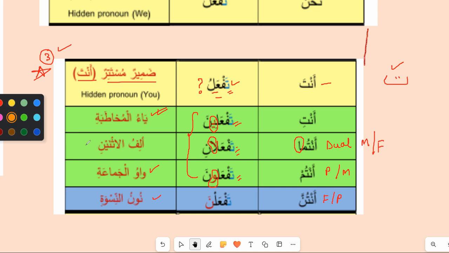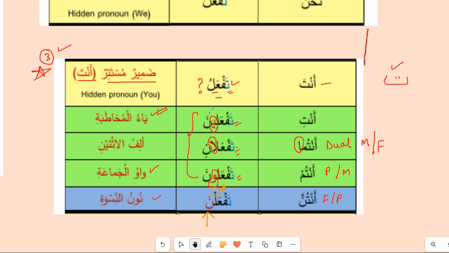I'll take an orange color here. So when you come across the Nun Niswa, remember to check the previous letter. There will always be a sukun on the previous letter. It comes always with a sukun. So this is one of the most important points to recognize the Nun Niswa.